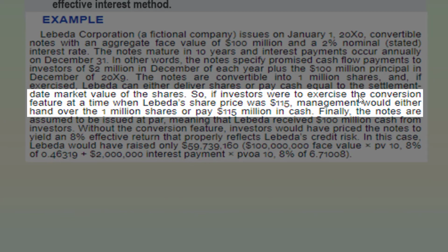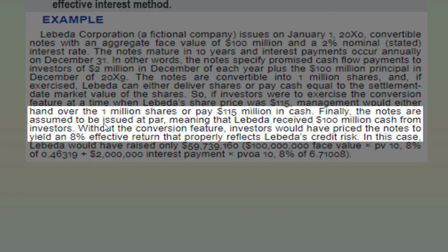So if investors were to exercise the conversion feature at a time when Lebida's share price was 115, management would either hand over the 1 million shares or pay $115 million in cash. Finally, the notes are assumed to be issued at par, meaning that Lebida received $100 million cash from investors.